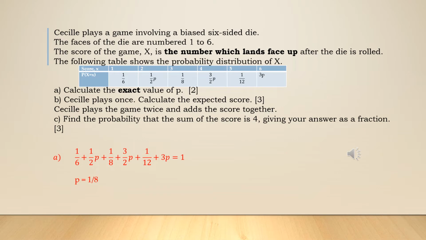So we have 1/6 plus 1/2 p plus 1/8 plus 3 halves p plus 1 over 12 plus 3p equals 1. You can use your calculator to find that p is equal to 1 over 8. You can use the algebra menu, numerical solve.